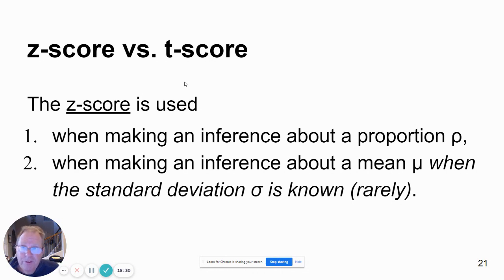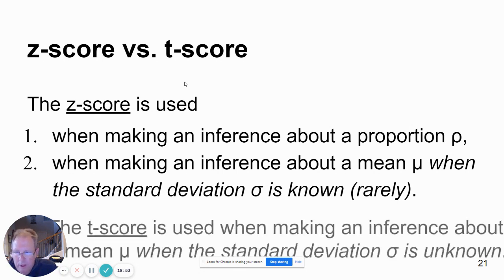So when do we use the z-score and when do we use the t-score? Let's review. Use the z-score when making an inference about a proportion. Every time you have a proportion, we use the z-score. Also use the z-score when making an inference about the mean when the standard deviation is known, but that occurs rarely. Use the t-score when making an inference about the mean when the standard deviation sigma is unknown.